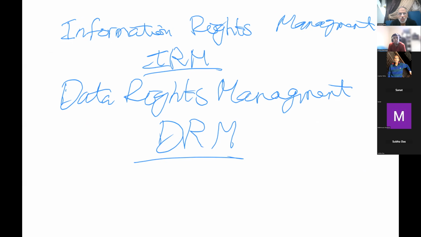Okay. Look, gentlemen, IRM is information rights management, and it is the access control lists and processes, policies, or permissions which are used to protect the data. These are simple security controls.